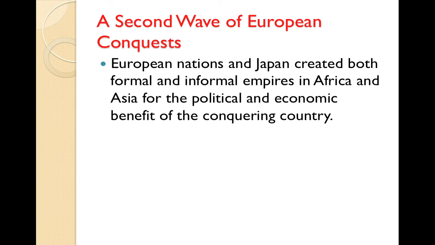First red heading is called a second wave of European conquests. European nations and Japan created both formal and informal empires in Africa and Asia for the political and economic benefit of the conquering country. Most of Asia was controlled by European nations and Japan.